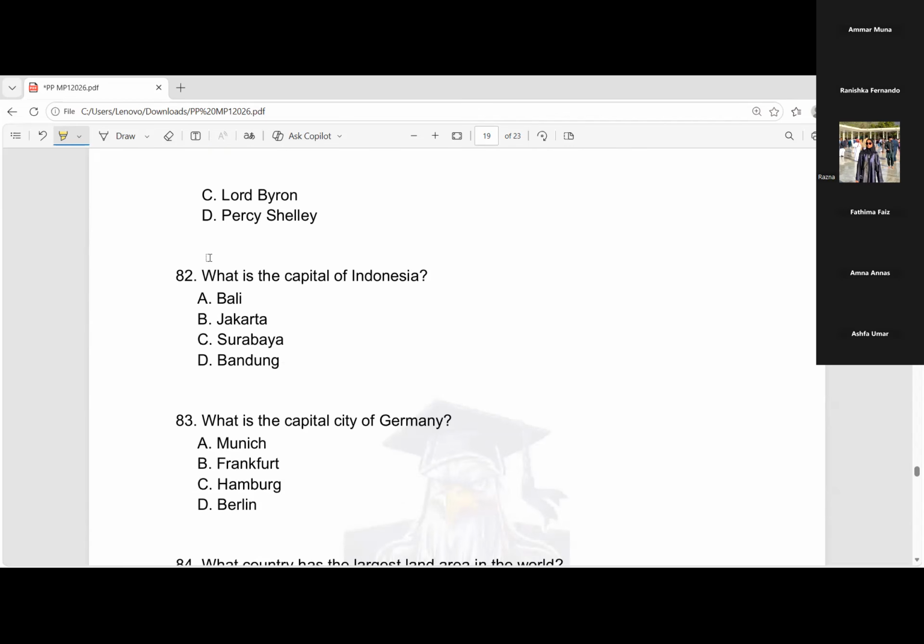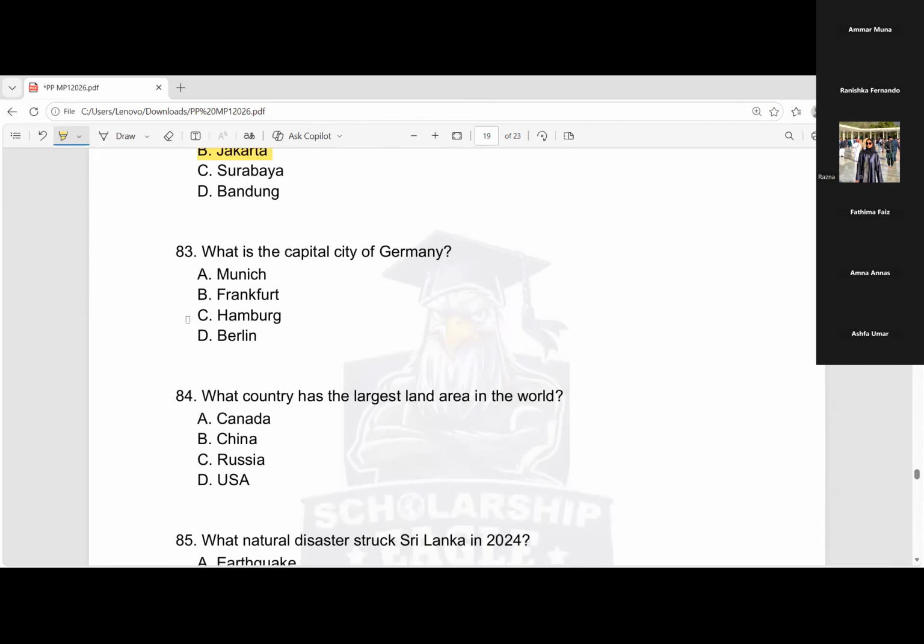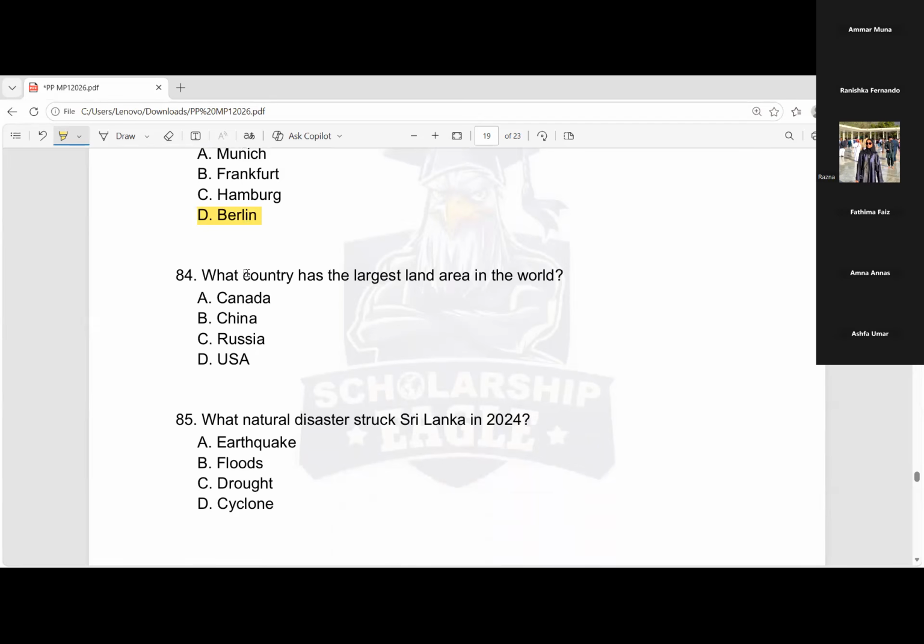The next one, what is the capital of Indonesia? Those four cities are actually all Indonesian cities, but the capital of Indonesia is Jakarta. And then next they're asking the capital of Germany, and the capital of Germany is Berlin. Which country has the largest land area in the world? Russia has the largest land area in the world.